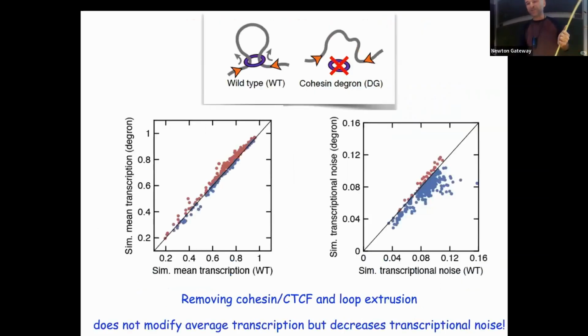And indeed, if we simulate cohesin removal, this is the mean transcription when you simulate the degradation, so you don't have loop extrusion anymore. There is no change in the transcriptional activity, whereas the noise goes down. So this is an example where, at least in simulation, we can use some kind of correlation analysis of our database, and we could predict mechanistically the effect of a component on the model.